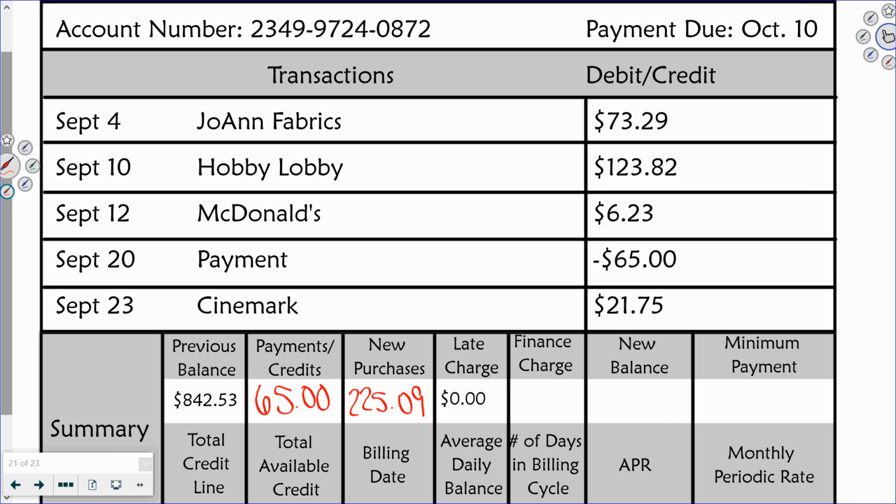Previous balance, okay? So on September 1st, how much did I owe? On September 2nd, how much did I owe? On September 3rd, how much did I owe? What happened on September 4th? I added something to it. So how many days did it sit? It sat 3 days at this balance. September 1st, 2nd, and 3rd, it sat here. Because on September 4th, I bought something and it changed. So I have 3 days. I'll go ahead and write this over here. I had 3 days at $842.53.